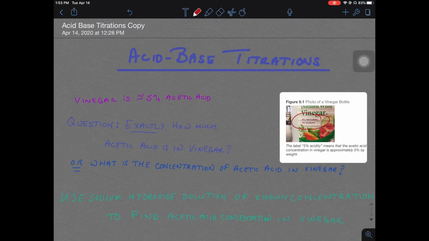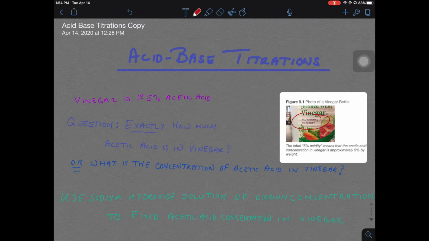That, however, is just an approximation. So we know it's about 5% acetic acid in vinegar, but we can use titration to figure out the exact concentration. So maybe we're going to find it's 5.16% acetic acid or 4.85% acetic acid. So that's the goal of the experiment. So the question, exactly how much acetic acid is in vinegar, can be rephrased as, what is the concentration of acetic acid in vinegar?